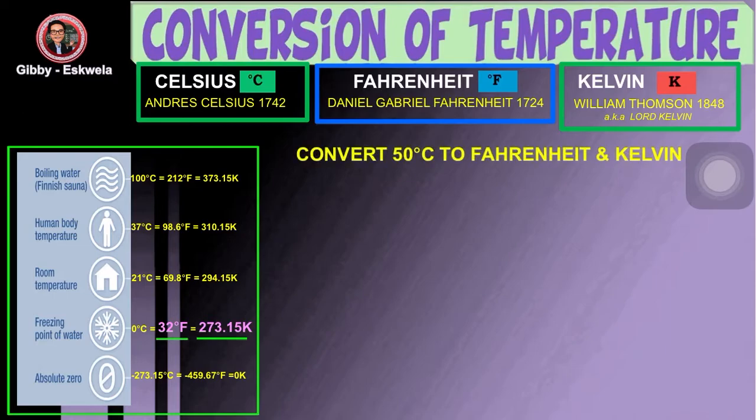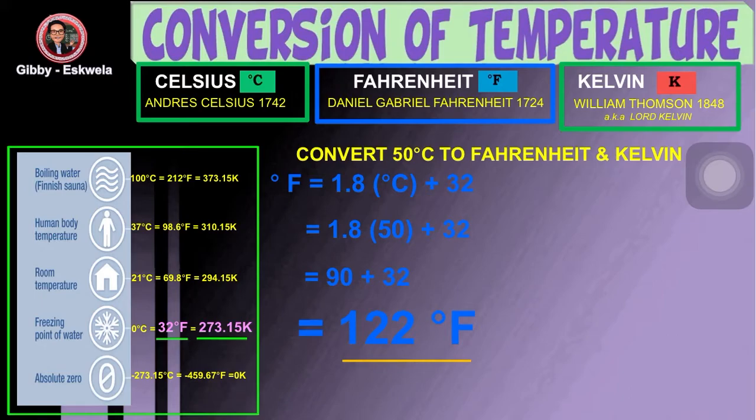Alright, let's now convert 50 degrees Celsius to Fahrenheit and Kelvin. In converting it to Fahrenheit, please use that formula. Substitute the value, that will be 1.8 times 50 plus 32. Following the PEMDAS rule, multiply 1.8 and 50 first, then add the constant value of 32. 1.8 times 50 is 90, plus 32 is 122. So 50 degrees Celsius is equivalent to 122 degrees Fahrenheit.